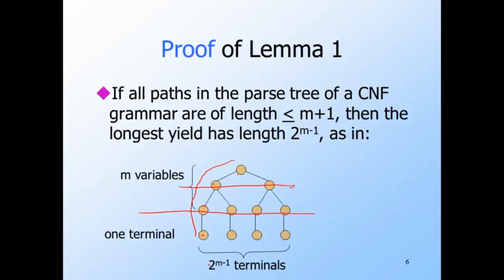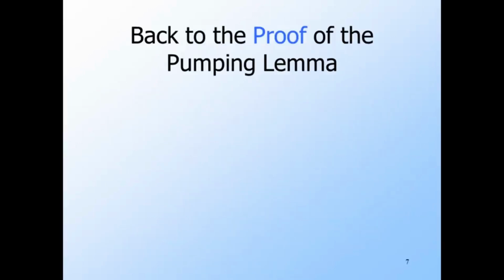Now 2^(m-1) is n over 2. Since z is of length n, it cannot be the yield of any tree that has paths limited to length m plus 1 or less. Therefore, we conclude that somewhere in the parse tree for z is a path of length at least m plus 2. Now we're ready to prove the pumping lemma.